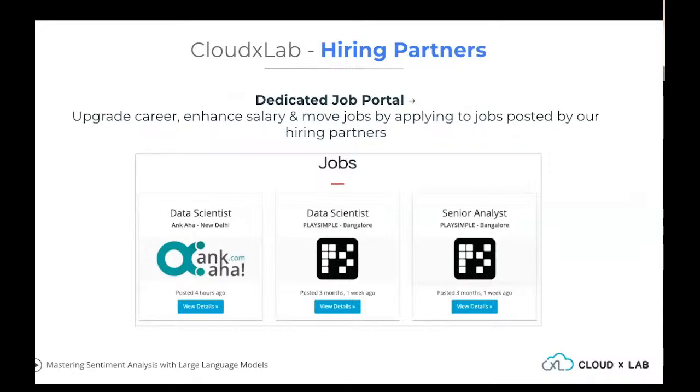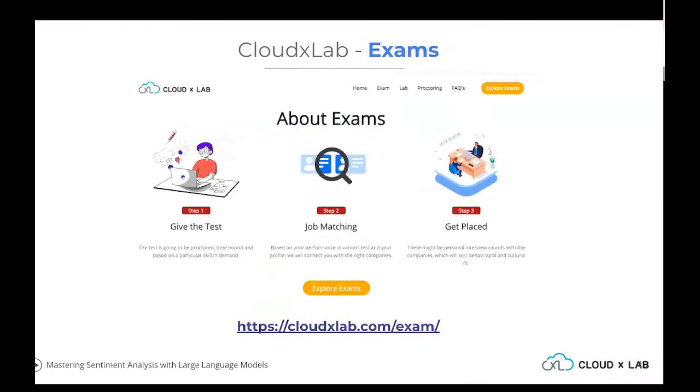We also have a dedicated job portal where companies post their jobs, and you can apply through our job portal. So upgrade your career, enhance your salary, and move jobs by applying to jobs posted by our hiring partners. We also conduct several exams to test your skills on the topics you have learned.